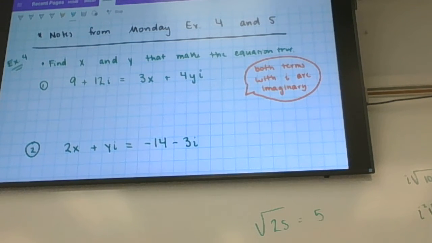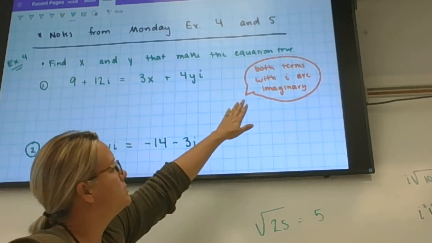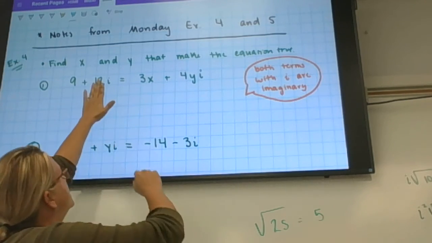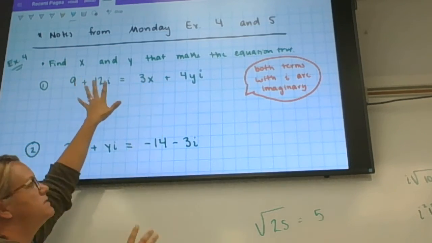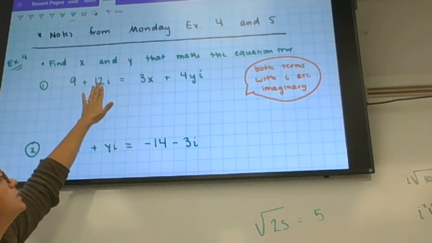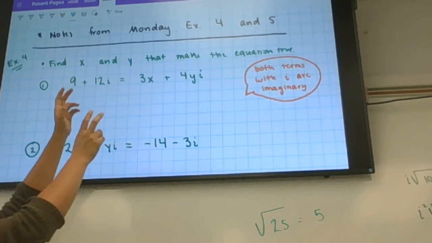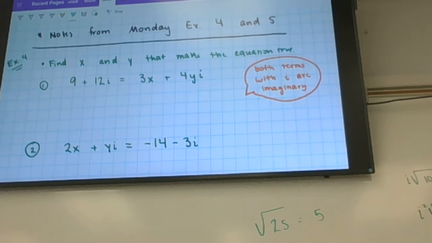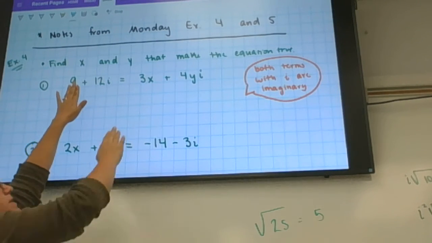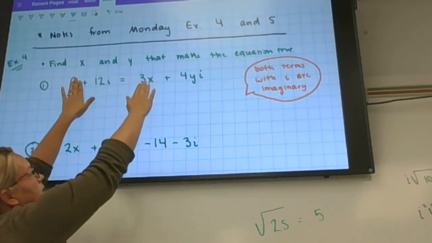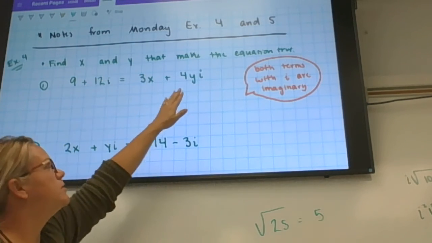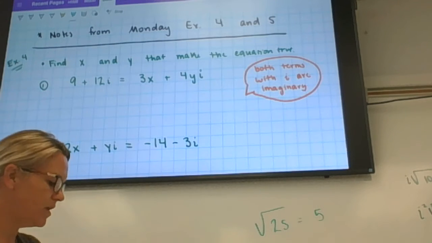So find x and y that make the equation true. Right here it says both terms with i are imaginary. When you're looking at the left side equaling the right side, you've got to see that 9 is the same as 3x. They're considered the real parts because they don't have i. So 9 matches up with the 3x, and 12i matches up with 4yi.